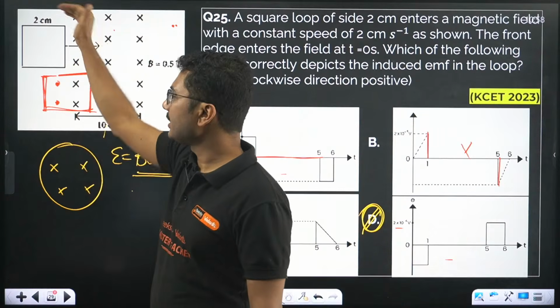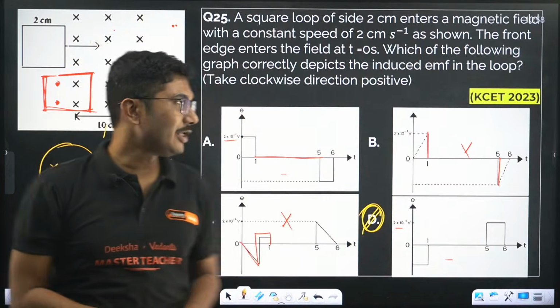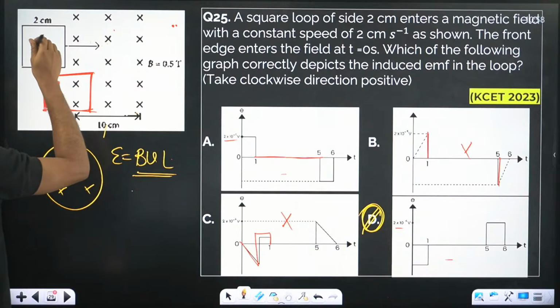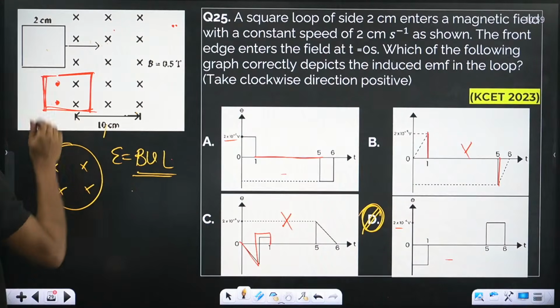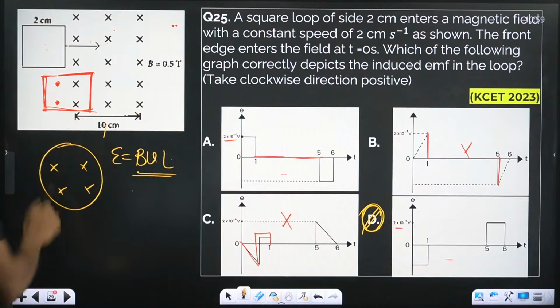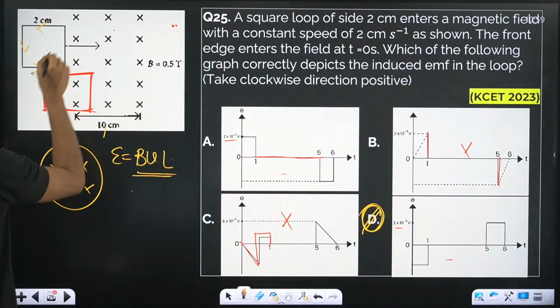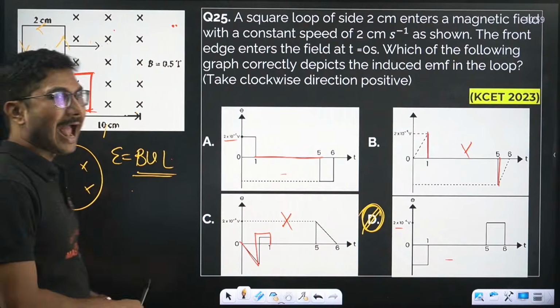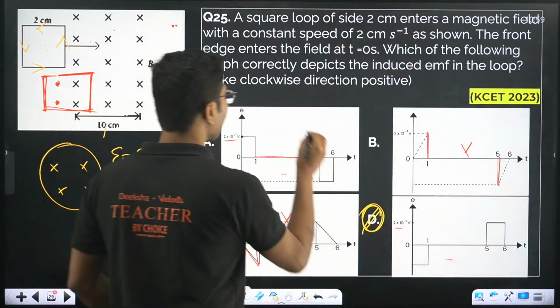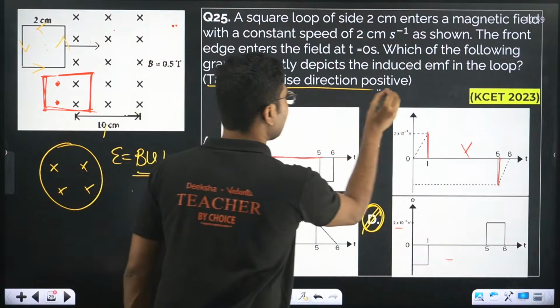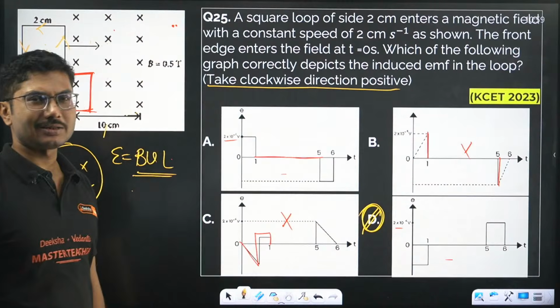Okay, for all cases it will be like this. So induced EMF is out of the paper, induced magnetic field is out of the paper, so induced current will be in this direction, that is anti-clockwise. Now in the question it is mentioned, take clockwise direction as positive.